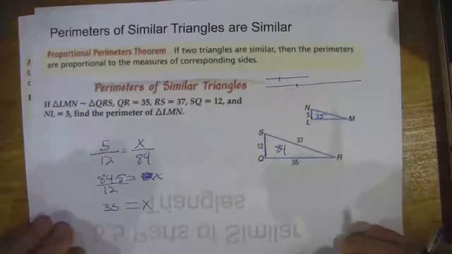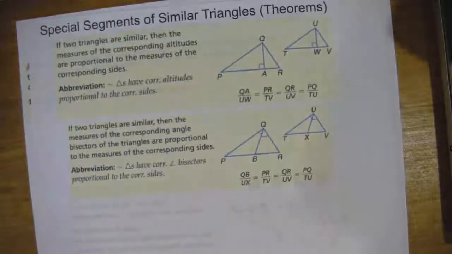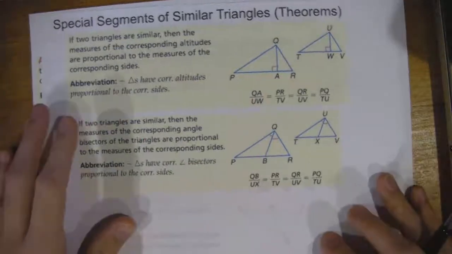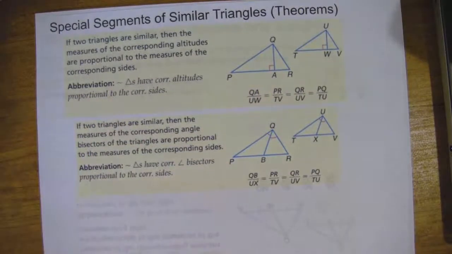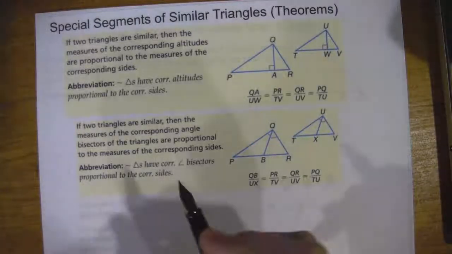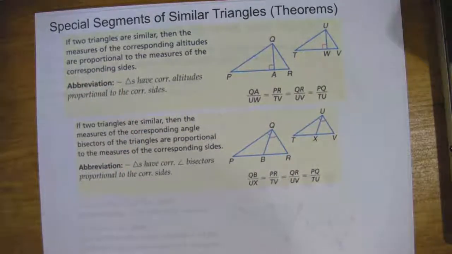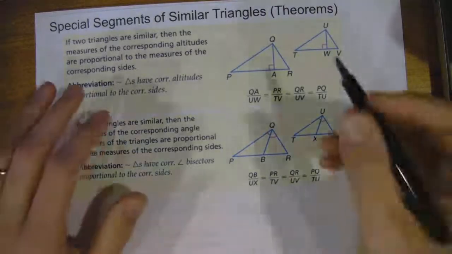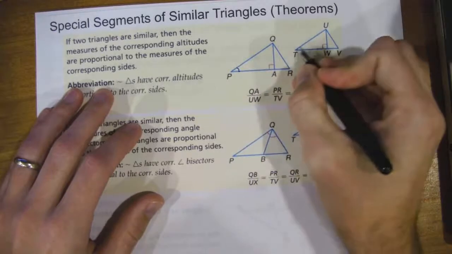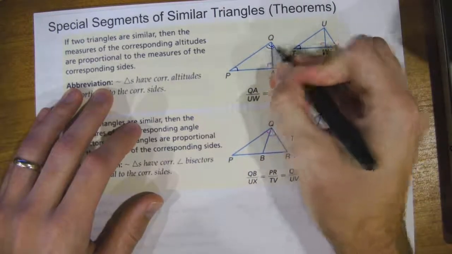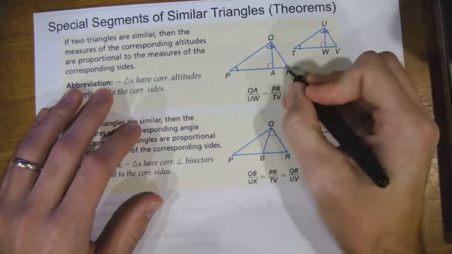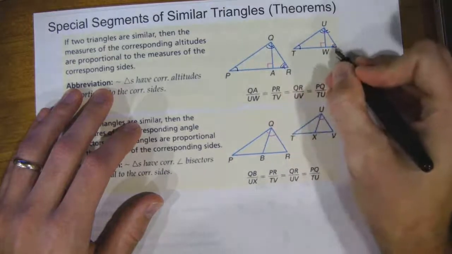All right, let's try, if I can get my page to turn, some other parts. So not only are perimeters part of this whole similarity bit, but we can take a look at some others here as well. So let's take a look at these. The first one, if two triangles are similar, then the measures of their corresponding altitudes are proportional to the measures of their corresponding sides. So this is the one we kind of looked at there at the very beginning of our work. Notice if we've got similar triangles here, so let's mark them. So P and T, for example, Q and U, those of course are the same, and then R and V.